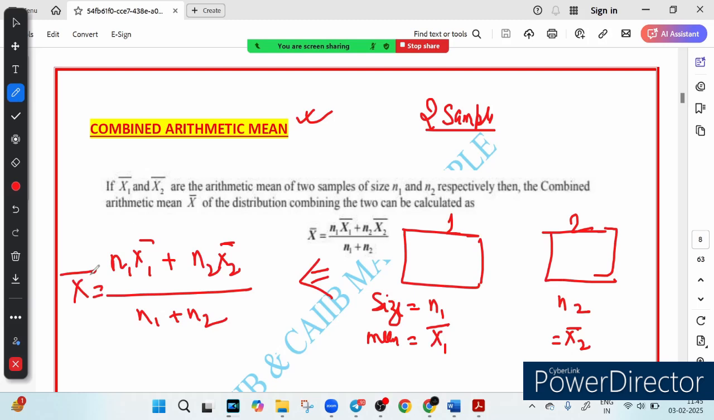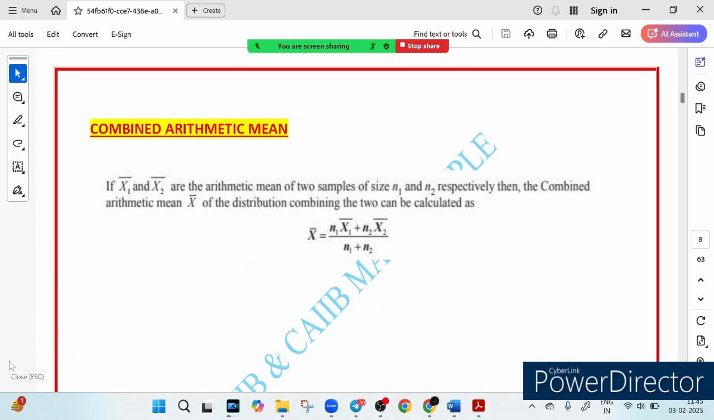So again I am repeating, for the first sample having size n1, the mean is x1 bar, for the second sample having size n2, the mean is x2 bar, right? So the combined arithmetic mean of the distribution can be given as (n1 x1 bar plus n2 x2 bar) upon (n1 plus n2). This will give you the combined mean, right? So you just have to remember this formula, quite simple to understand. Let us solve some numericals to reinforce the formula in our mind.